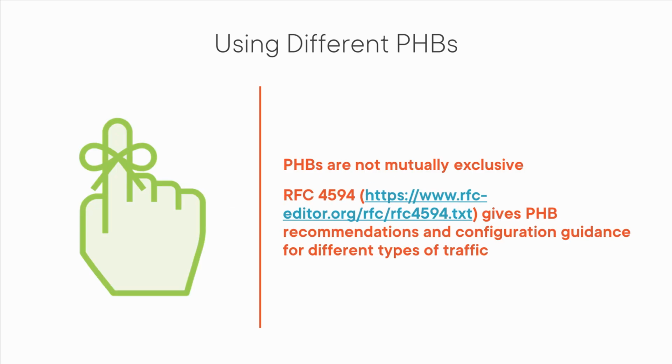Alrighty, a couple final notes on PHB. PHB groups are not mutually exclusive. You can use code points from different groups. You don't have to stick with just one. Also, if you're ever stumped about which PHB to use, look at RFC 4594, titled Configuration Guidelines for DiffServ Service Classes. It'll give you some recommendations on which PHBs and code points to use for different types of traffic.